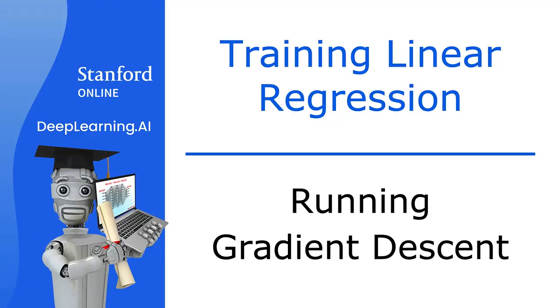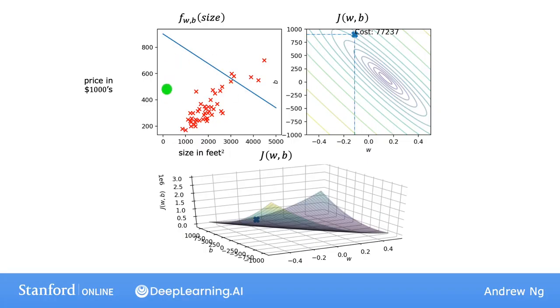Let's see what happens when you run gradient descent for linear regression. Let's go see the algorithm in action. Here's a plot of the model and data on the upper left, and a contour plot of the cost function on the upper right. And at the bottom is the surface plot of the same cost function. Often w and b will both be initialized to 0, but for this demonstration, let's initialize w to be equal to negative 0.1 and b to be 900.